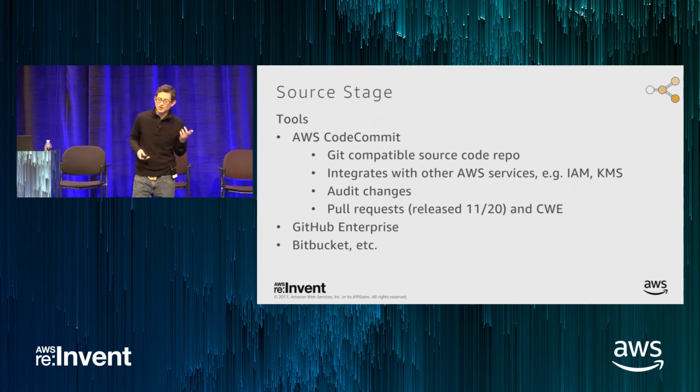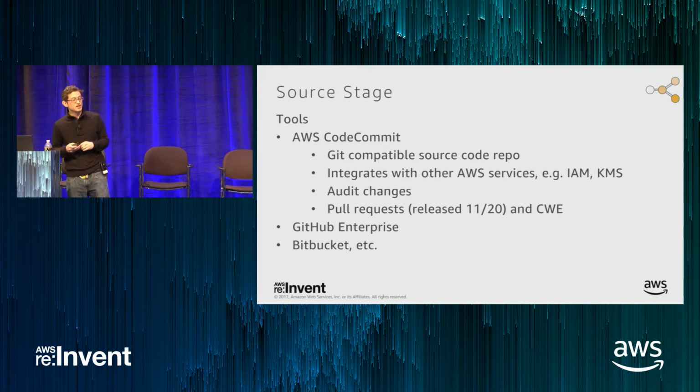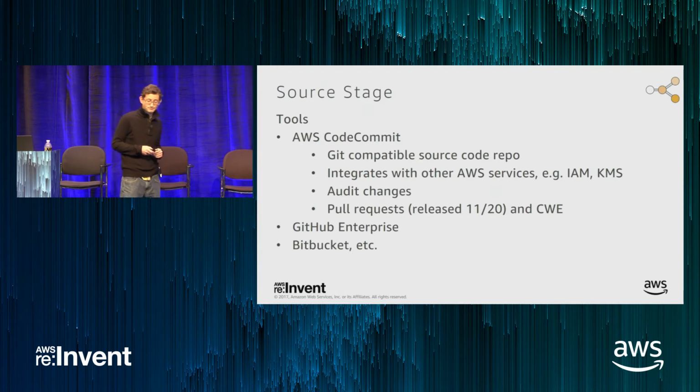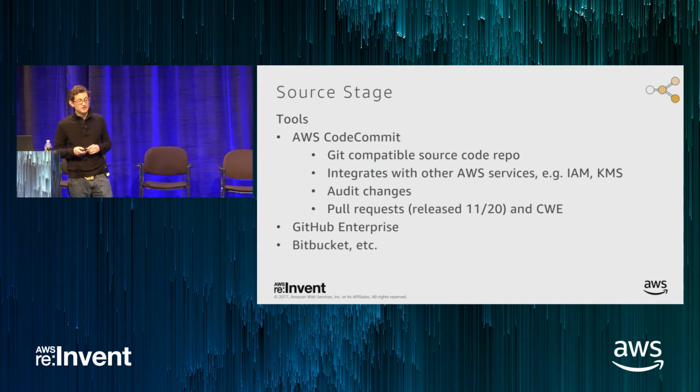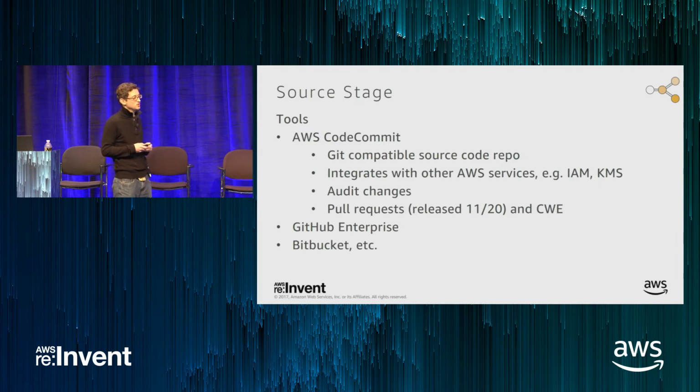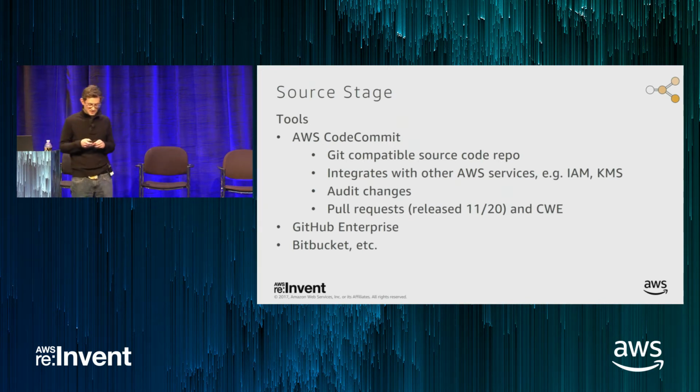And as of last week, CodeCommit now supports pull requests, which you can use to integrate changes from other people on your team. You could also use IAM for assigning granular permissions to your repositories. And another advantage to using these source control tools is that they allow you to audit changes to your code over time. And of course, there are other solutions besides CodeCommit that you could use here, like GitHub Enterprise and Bitbucket.